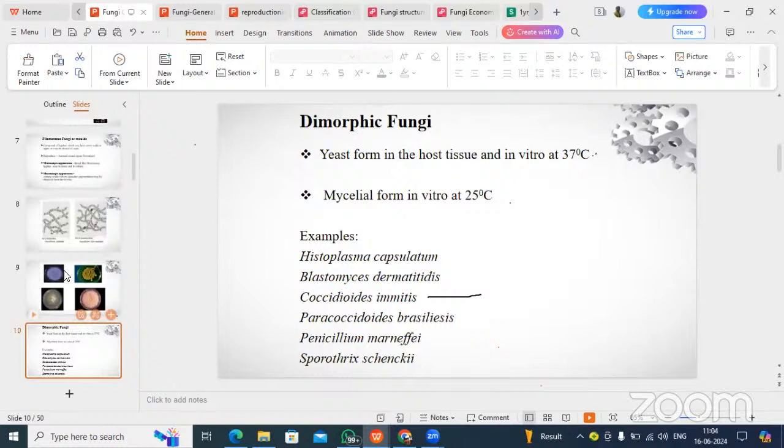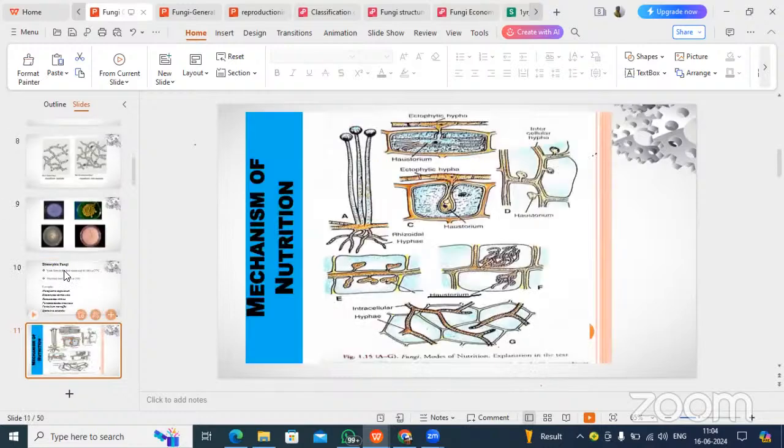Dimorphic fungi are also there. Dimorphic means some of them change their structure, a modification. They act as saprophytes as well as parasites. Histoplasma capsulatum, Blastomyces, and Coccidioides cause diseases to human beings. And then next is the nutrition.